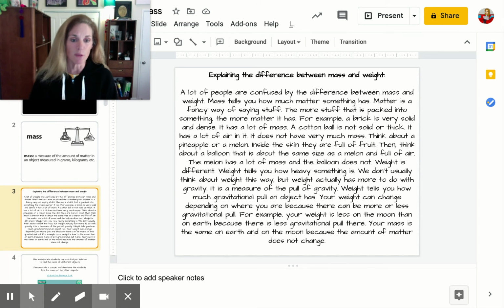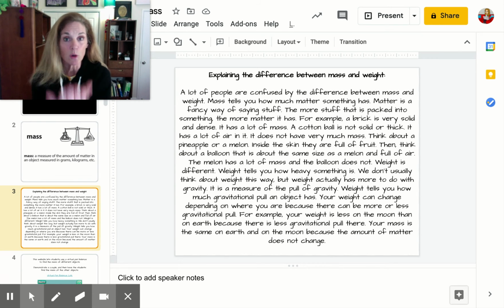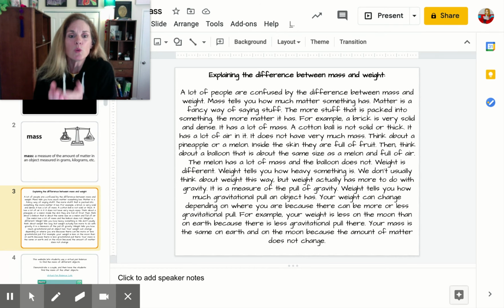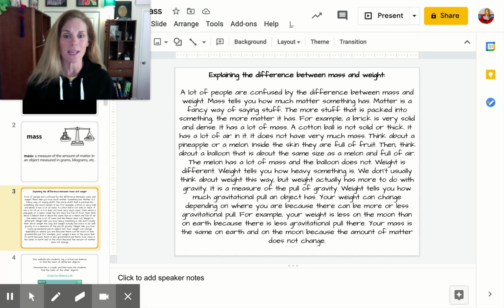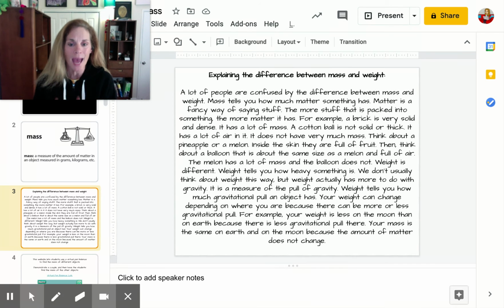Weight is different. Weight tells you how heavy something is. We don't usually think about weight this way, but weight actually has more to do with gravity than how much mass something has. So it's a measure of the pull of gravity. Weight tells you how much gravitational pull an object has.